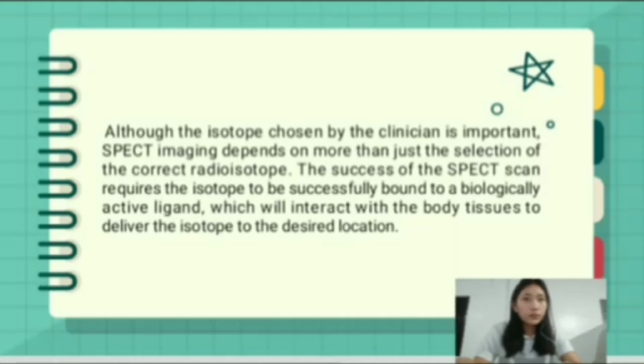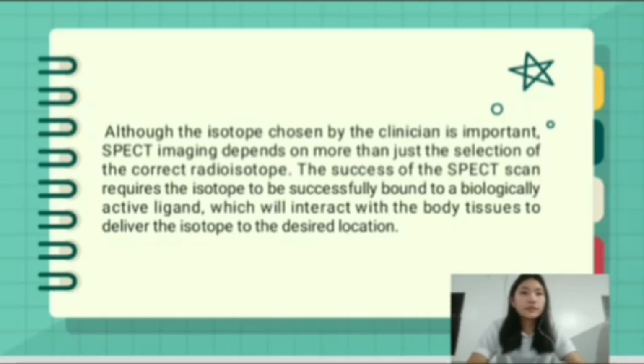Although the isotope chosen by the clinician is important, SPECT imaging depends on more than just the selection of the correct radioisotope. The success of the SPECT scan requires the isotope to be successfully bound to a biologically active ligand, which will interact with the body's tissues to deliver the isotope to the desired location.